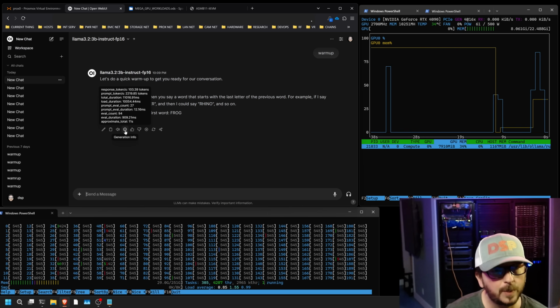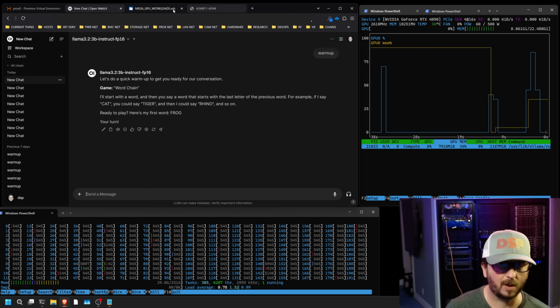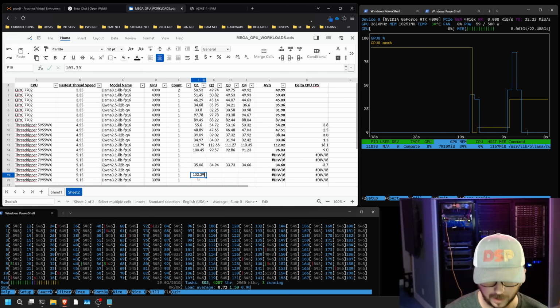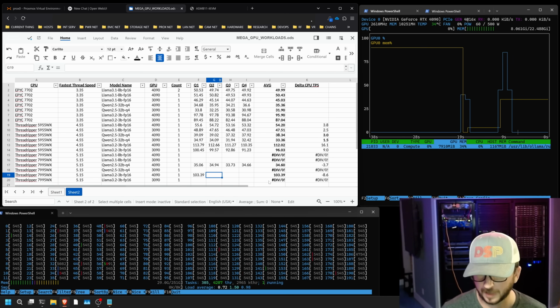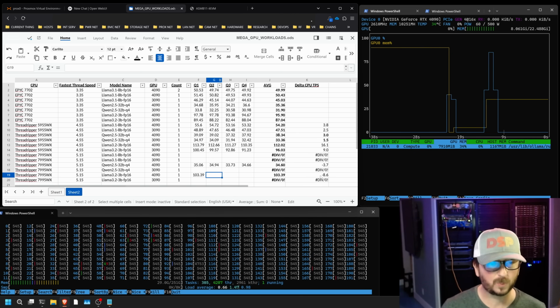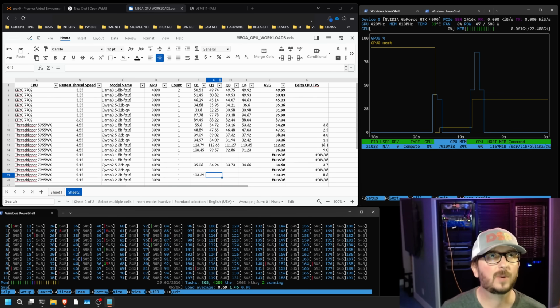Okay. And that was 103.39 tokens per second on that response. And that is an 8 tokens per second drop that we're getting there as well. Okay, and next let's move on to question 2. Writing a program generating fractals.